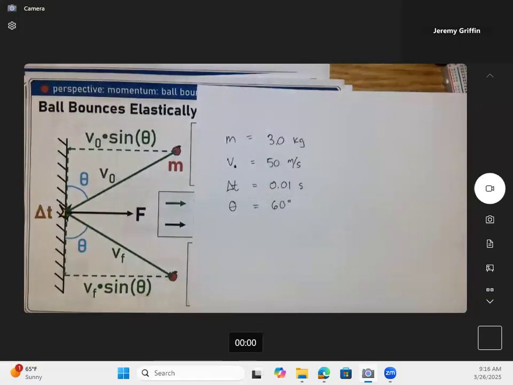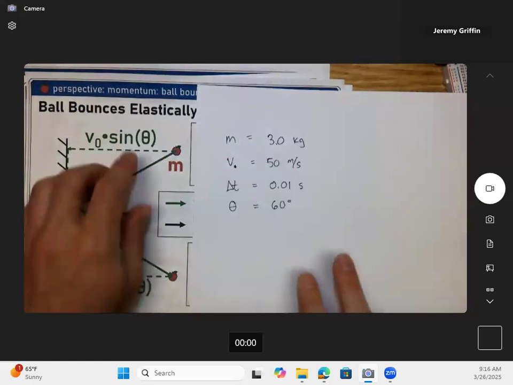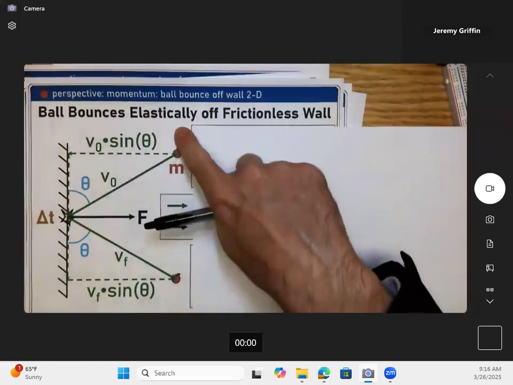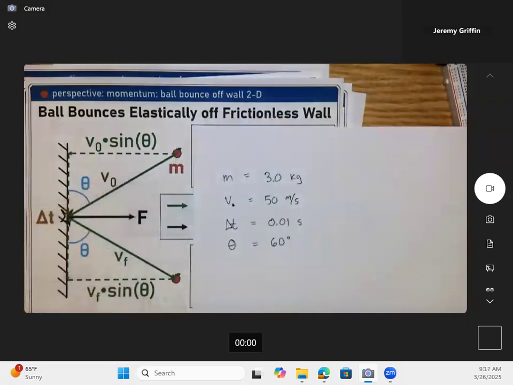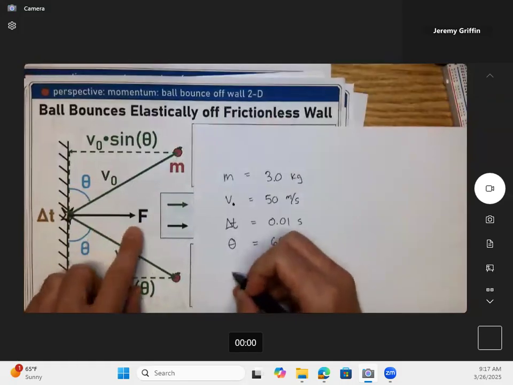You guys got all that set up? So this is bouncing elastically off a frictionless wall. The speed post-collision is the same as the speed pre-collision, same speed. And the question I have for you guys is, what is this force from the ball?